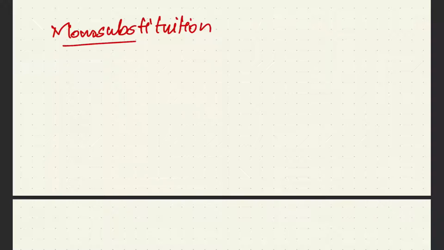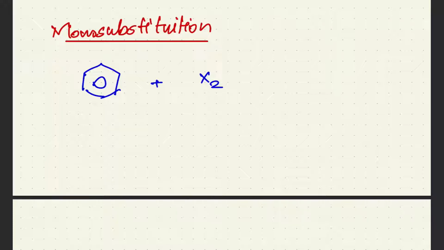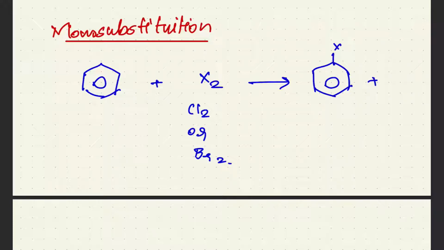Okay, now coming to the monosubstitution. So first that we are going to learn is monosubstitution. Okay, let me write monosubstitution. So monosubstitution we are going through, and then benzene. We have benzene. So let's say taking X2, that is halogen. It might be Cl2 or Br2, and we see that we get this type of product due to the EAS, plus HX.